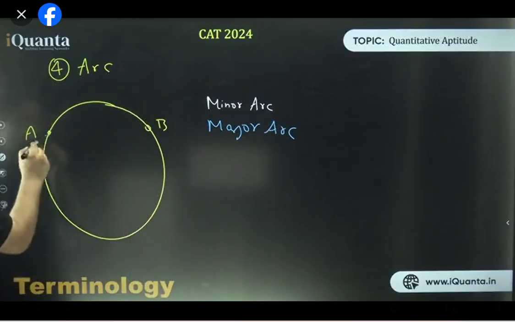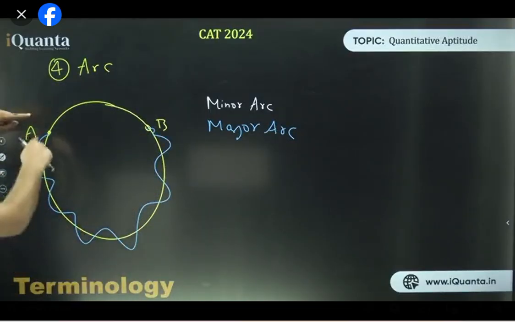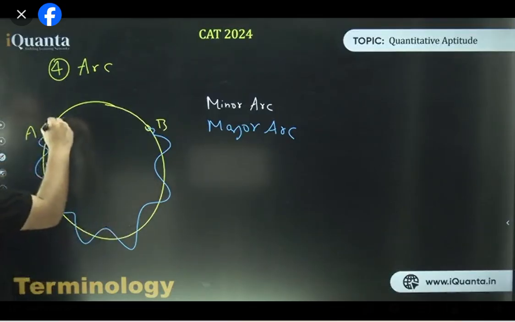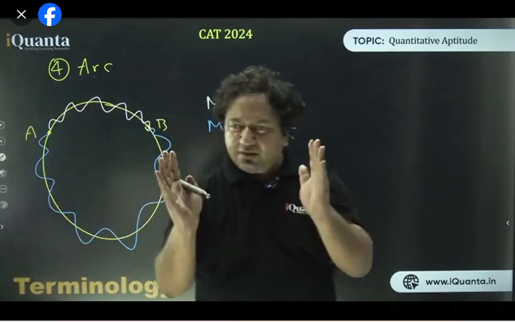See, this part is the major arc. So this curve, a part of the circumference, is basically an arc. A small part of the circumference is basically the arc. Clear? And we can have two arcs: the minor arc, that is this one, and the major arc, that is this one. So I hope it is clear.